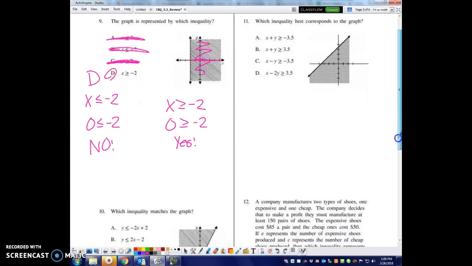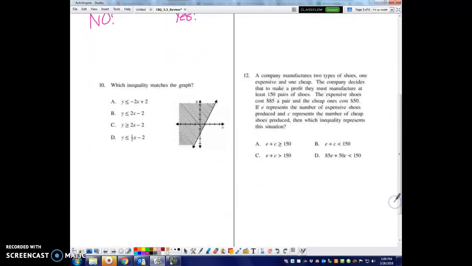Number 10. Which inequality matches the graph? So again, we look at -2. They all have -2 except for this one. Now the slope, it's going up 1, 2 over 1, so 2 over 1. So this one's gone. So now we're down to which side to shade. So 0 less than or equal to -2. Is this true? Because we had the y.